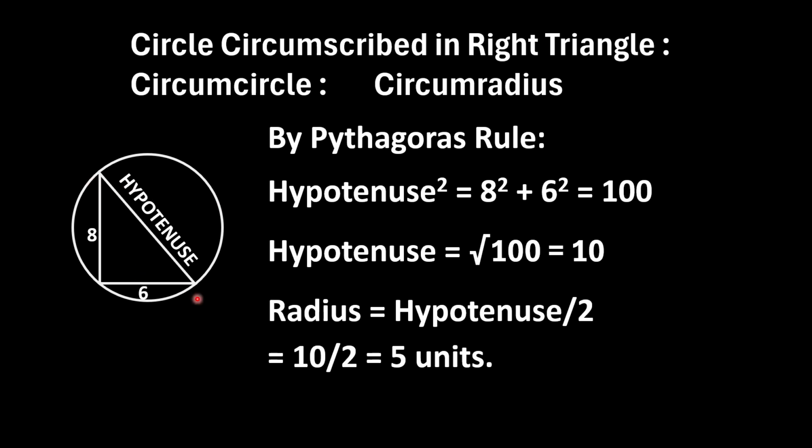Hypotenuse is the diameter. So when you calculate hypotenuse equal to 10, actually you are calculating diameter equal to 10. So diameter equal to 10, so radius will be 10 by 2, 5 units. So 5 units is the circumradius. The radius of the circumscribing circle, the circumradius, would be hypotenuse by 2, that is 10 by 2 or 5 units. Remember, hypotenuse is the diameter.